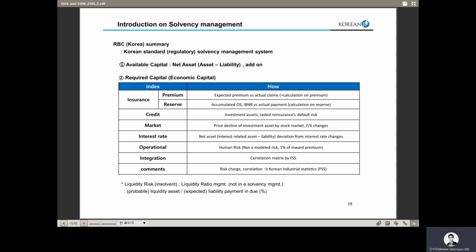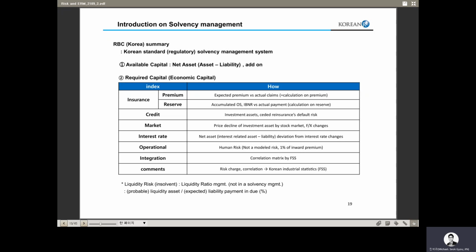For the insurance risk, there's premium risk and reserve risk. Premium risk is expected premium compared to actual claims. It's closely related to correct calculation of premium. Reserve risk is accumulated OSN and IBNR, which is called reserve, compared to its actual payment. So it is calculated based on the correctness of reserve.